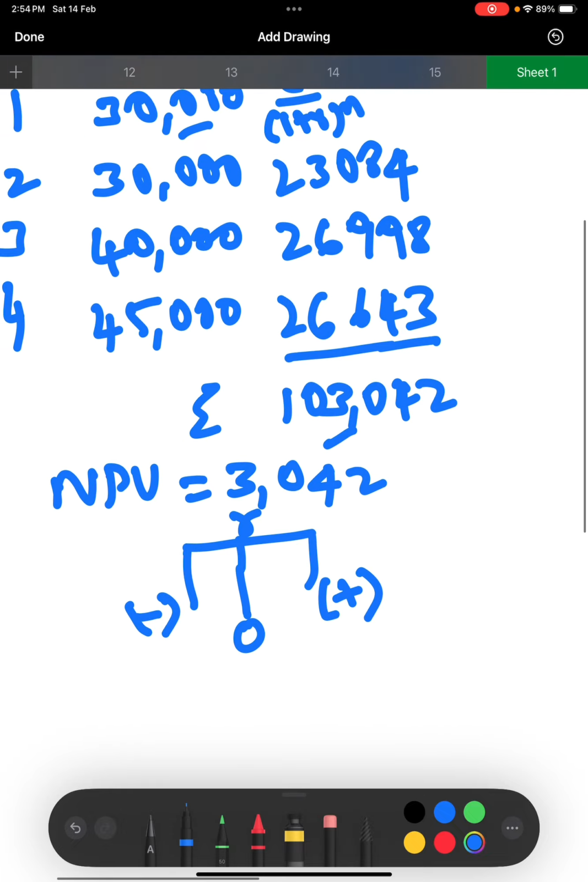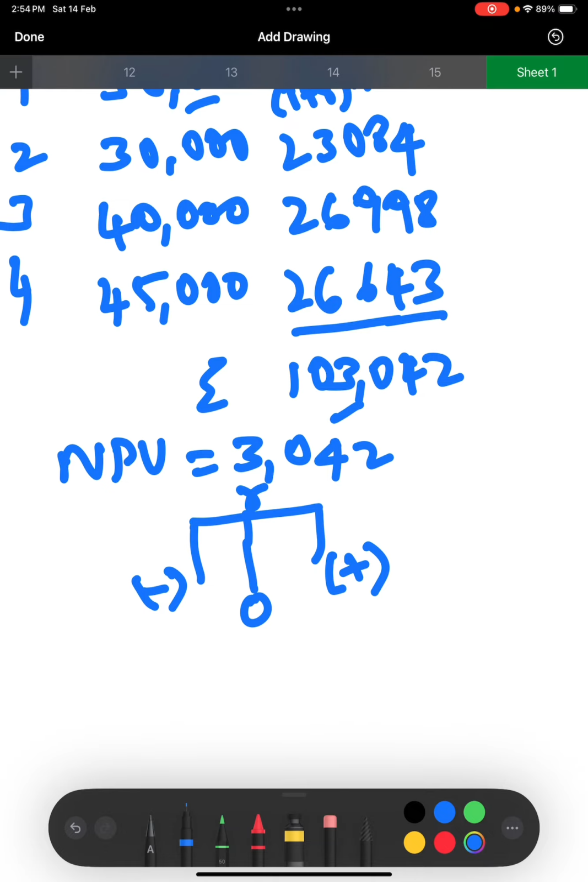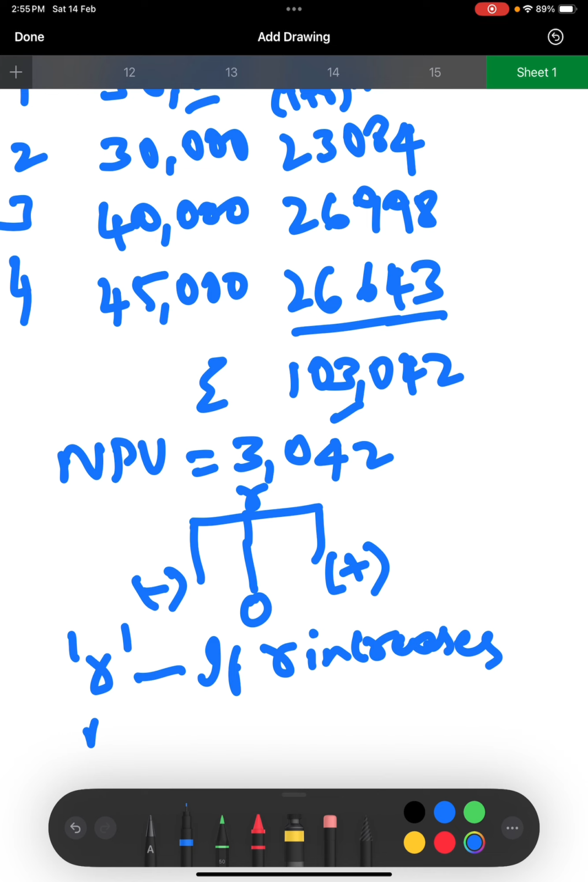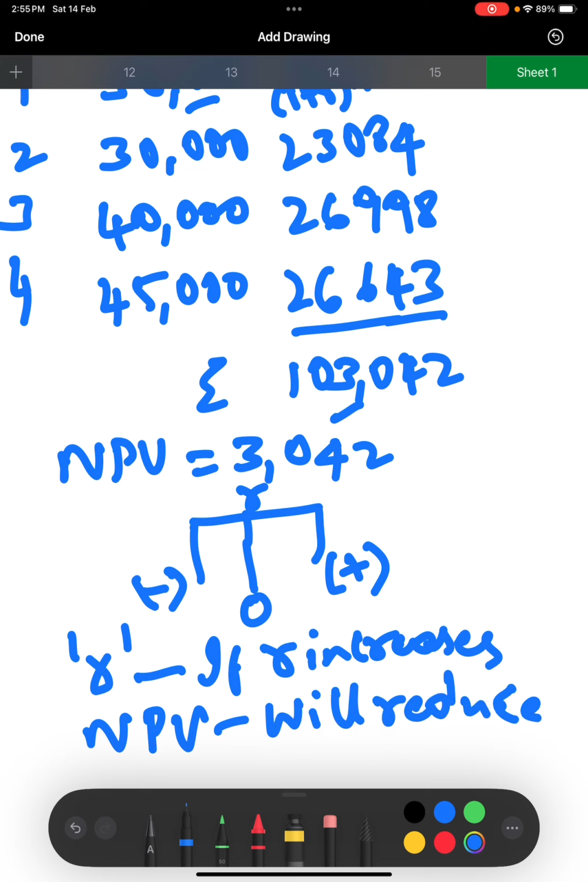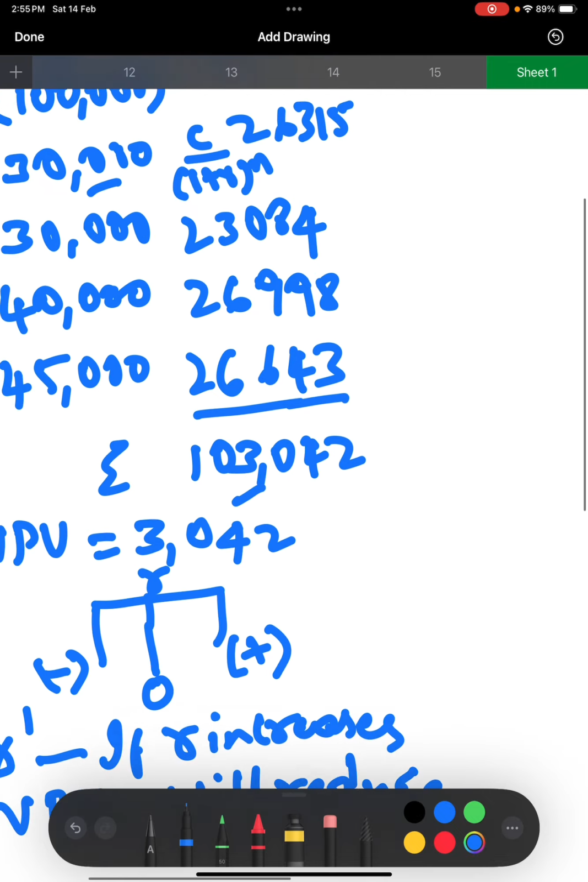Please remember one thing, this is a very important aspect. When you keep on increasing your R, then your NPV will reduce. So this is an inverse relation. This is one of the important aspects. In order to save time, it's important that you remember this. Okay, so now let's take another R.